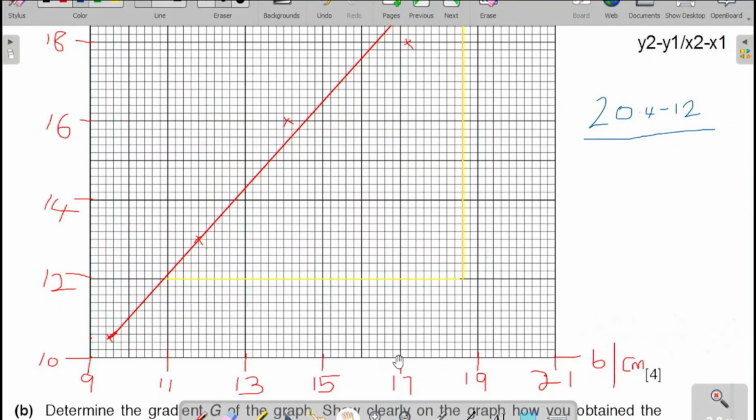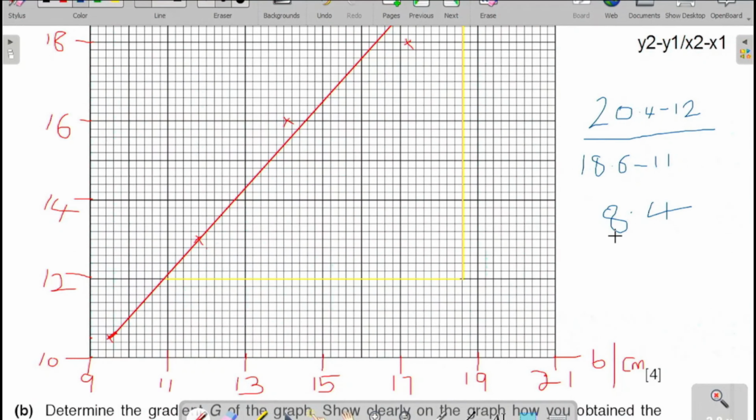We have 17 here. Okay, let's check. 1, 2, 3, 4, 5, 18. 1, 2, 3. 18.6. So we have 18.6 minus what? Minus 11. So what will this give us? This is going to give us 20.4 minus 12, that's 8.4.